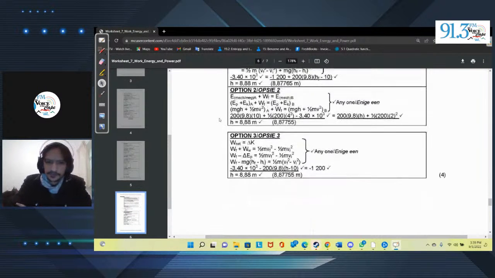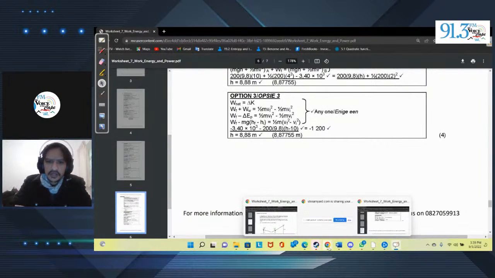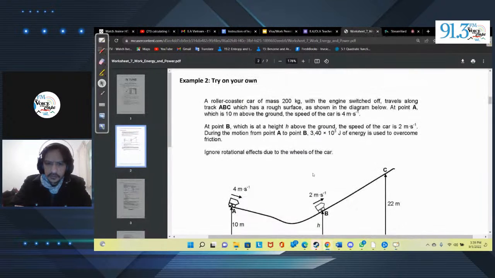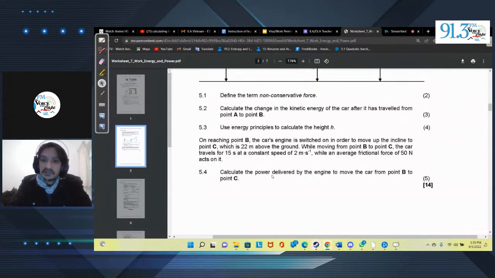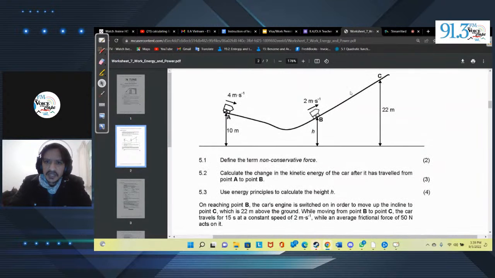Now, let's look at the next question. The next question is calculate the power delivered by the engine to move the car from point B to point C, which is now 22 meters over here. So now we're changing. We're not working with A to B, we're working with B to C, and they want us to calculate power. And if you remember, power is equal to work over change in time.